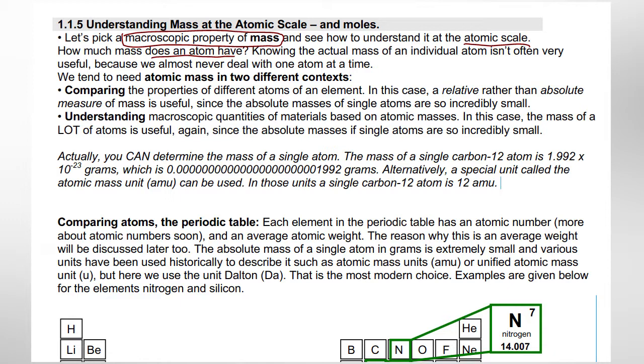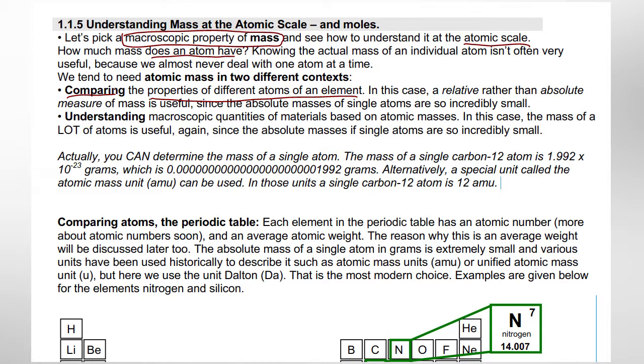Knowing the mass of an individual atom actually isn't often particularly useful, because we almost never deal with a single atom at a time. So we need to compare masses of atoms to each other, and there are two different contexts in which this is going to be important. So we need to be able to compare the properties of different atoms of an element. In this case, a relative rather than absolute measure of mass is useful, because the absolute masses of single atoms are so incredibly small. And so if we want to compare one element to another, we need a comparison measure of mass.